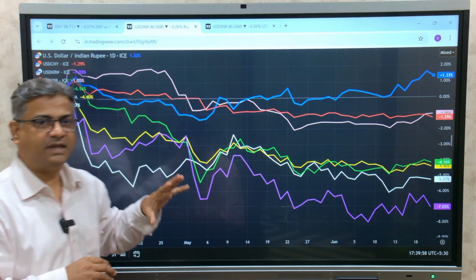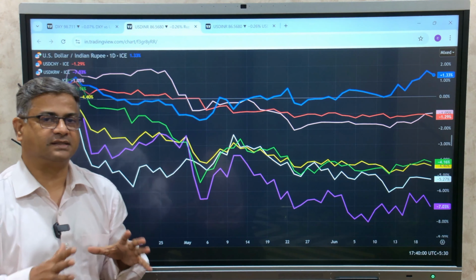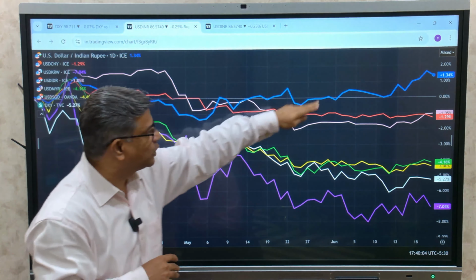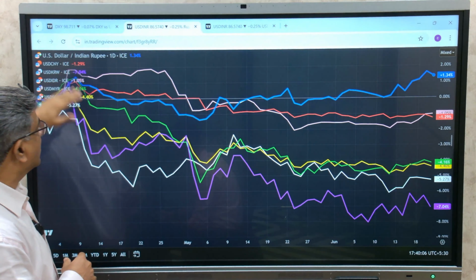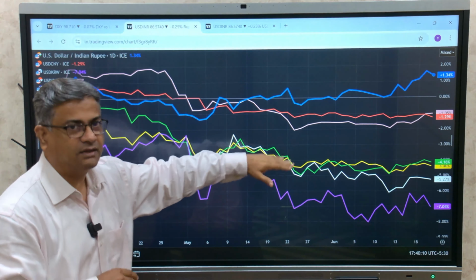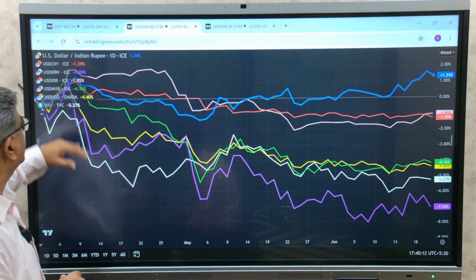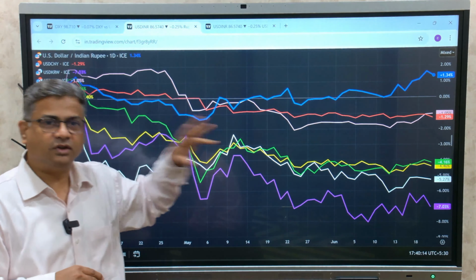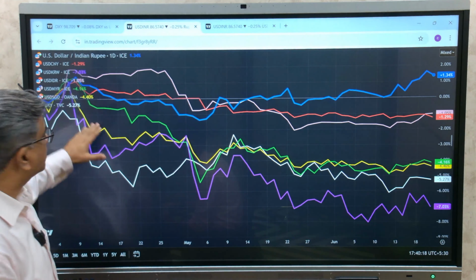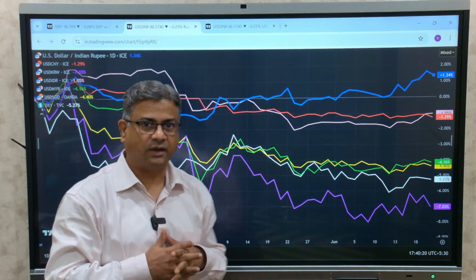This is a rebase chart of all Asian currencies. You can look at dollar INR as the blue line, and yuan, dollar CNY, is the red line, and all these are the other Asian currencies. We have Korean won, we have Singapore dollar, we have Indonesian rupiah. All these lines are here. You can look at the color code and understand it quite well.